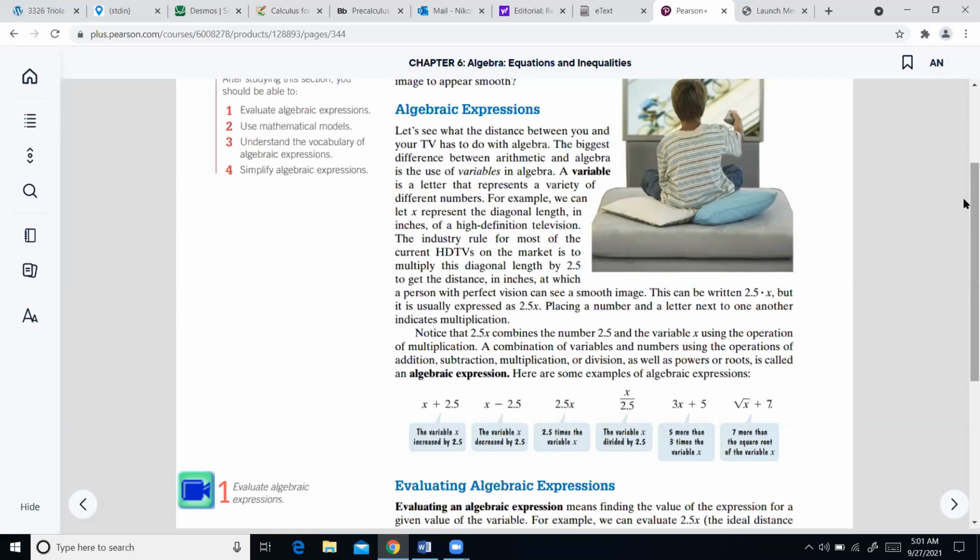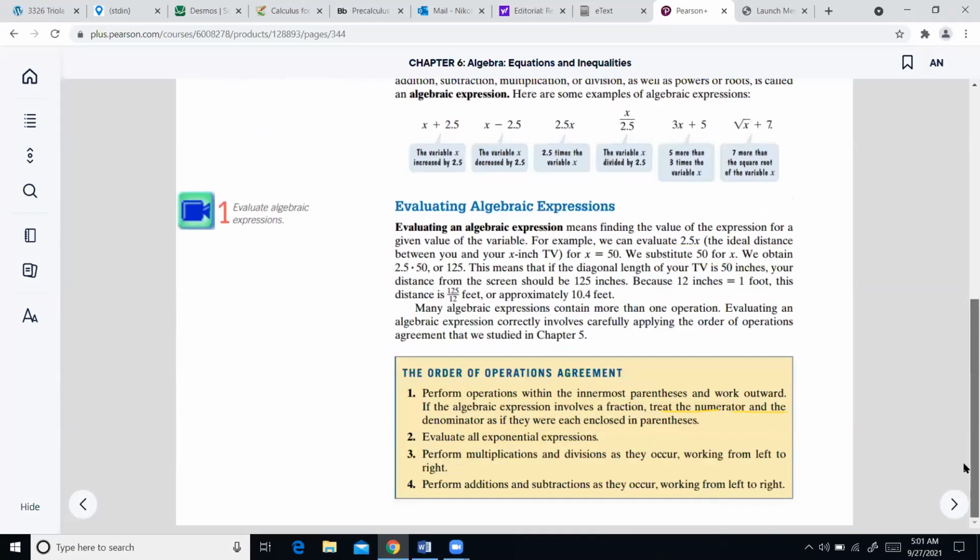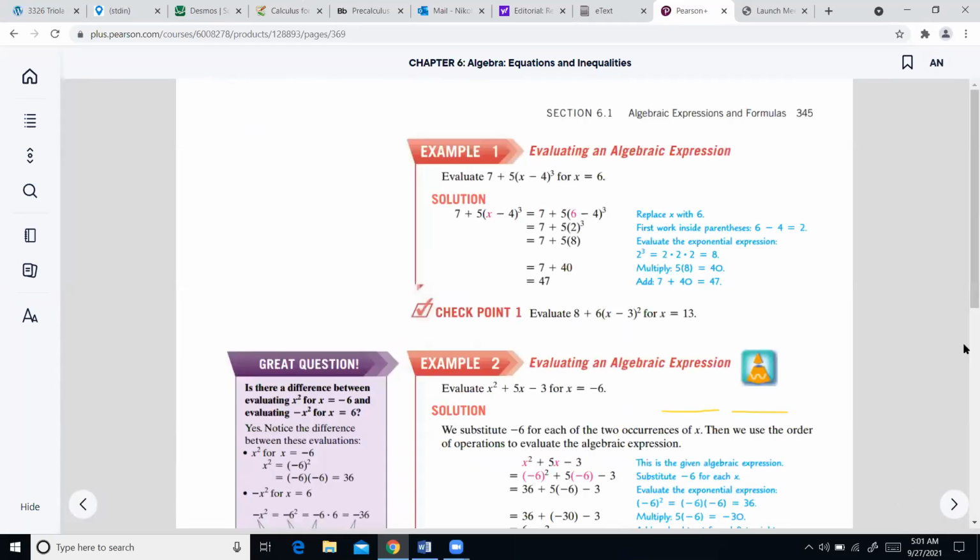So expressions are the ones without equal sign. Examples are here on the bottom of the page. You can see that expressions have just a variable in them and some numbers around, but there is no equal sign, so they're not equations. All you can do with expressions is simplify them, so you can make them look more compact.